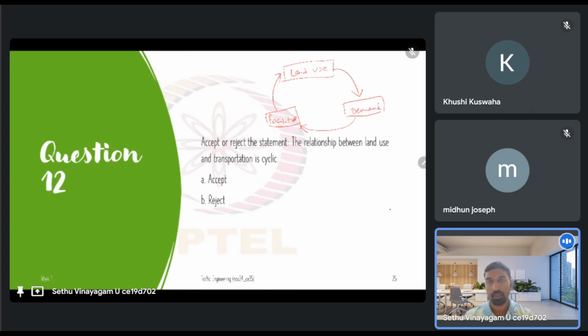And this pattern keeps on repeating. So this is a cyclic relationship that exists between the land use, demand, and the transportation facilities. So this statement is correct, and therefore we accept it.